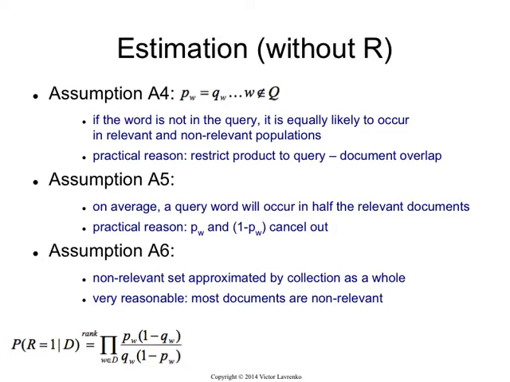This product goes over all the words in the document. Some of them will occur in the query, some of them will not be in the query. For the words that are not in the query, PW is the same as QW, so that's going to cancel, and that's going to cancel as well. So all the words that are not in the query are going to magically drop out of this formula.